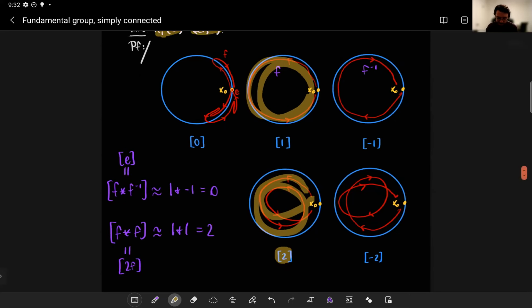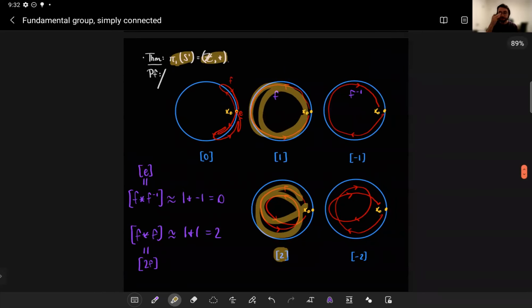It takes a bit of extra machinery to prove this, something you might encounter in an algebraic topology course. But I think it's a truly beautiful result that instead of adding integers the normal way, you can think about it as wrapping loops around a circle.